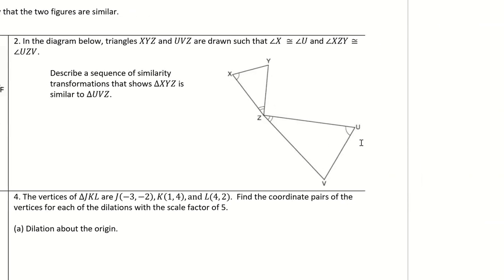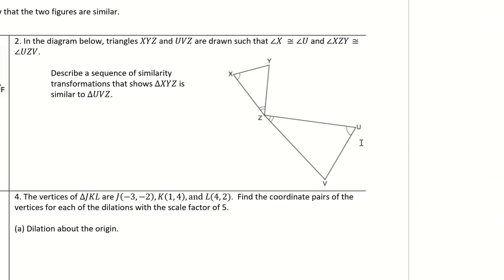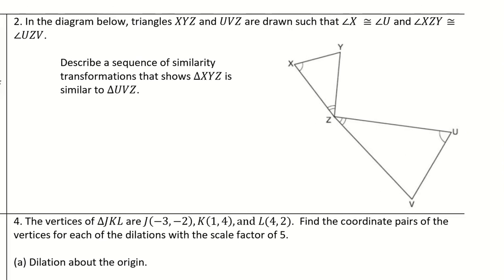All right, number 2, in the diagram below, triangles XYZ and UVZ are drawn such that angle X is congruent to angle U, and then XZY and UZV are congruent, sorry. Describe a sequence of similarity transformations that shows that the triangles are similar. All right, so we want to show that they're similar, so we want to do transformations that will make them overlap. So in order for this to overlap, I'm going to rotate this. If I rotate that, then this angle is going to match up with that angle, right? And that's exactly what I want.